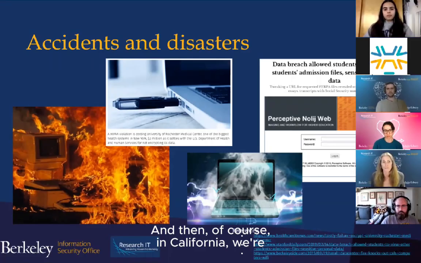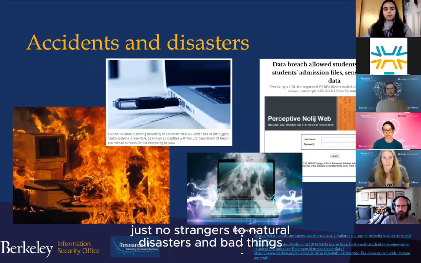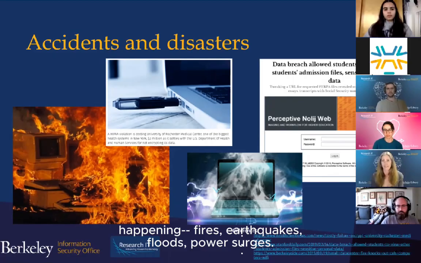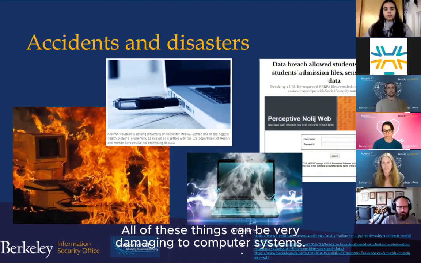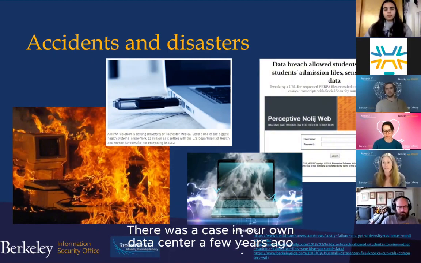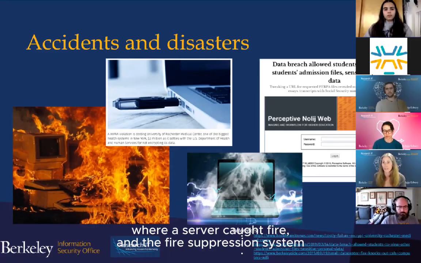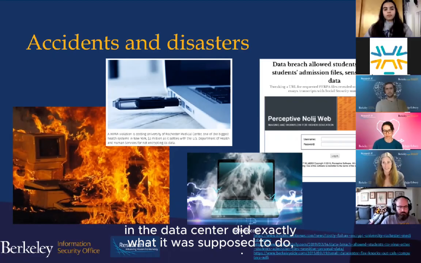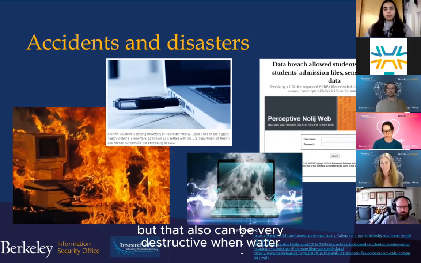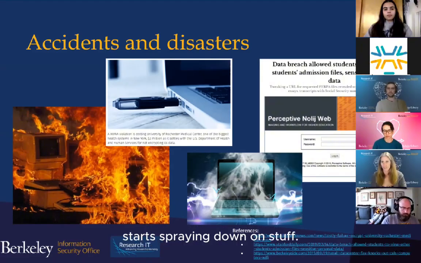And then, of course, in California, we're no strangers to natural disasters and bad things happening: fires, earthquakes, floods, power surges. All of these things can be very damaging to computer systems. There was a case in our own data center a few years ago where a server caught fire, and the fire suppression system in the data center did exactly what it was supposed to do, but that also can be very destructive when water starts spraying down on stuff.